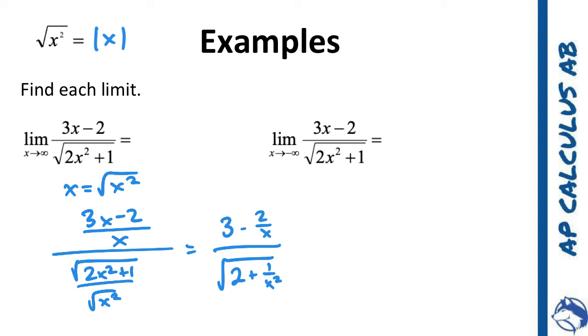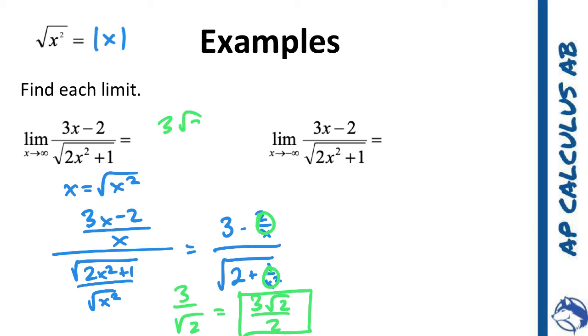So if x approaches infinity here, I know that these pieces are going to equal 0, this piece and that piece. So I end up with 3 over the square root of 2, which we don't like. So it's going to be 3 square root of 2 over 2. And that's positive there. So that's what it's going to be for this one right here, for that right side of the equation.